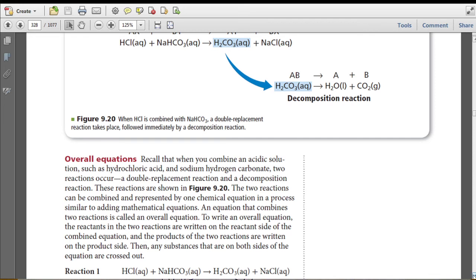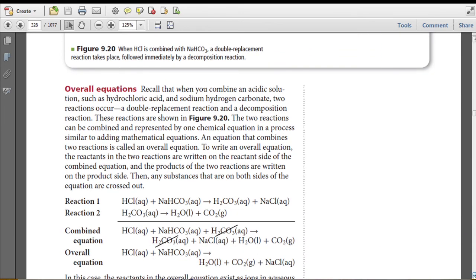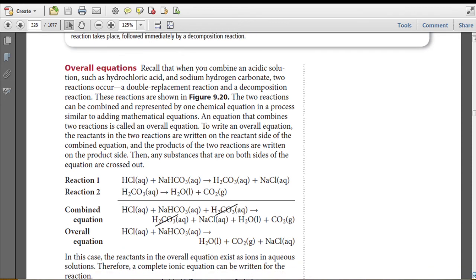To write an overall equation, the reactants in the two reactions are written on the reactant side of the combined equation, and the products of the two reactions are written on the product side. Then any substances that are on both sides of the equation can be crossed out.